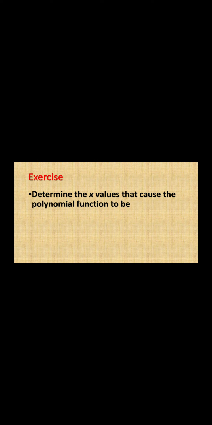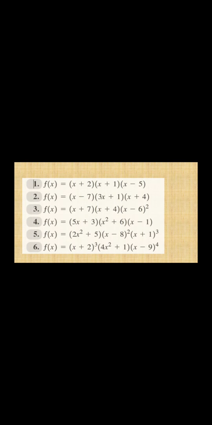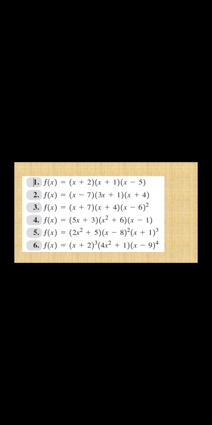Now we will have some questions for exercise, and you have to solve them by the end of the session, and I wait for your solutions to be sent to me here, please. In the first one, we need to determine the x values that cause the polynomial function to be 0, positive, or negative. Positive means f of x greater than 0, negative means f of x less than 0, and 0 means the zeros of the function. And here you can support your answers with a graph. These questions are easy, they are all polynomial functions.